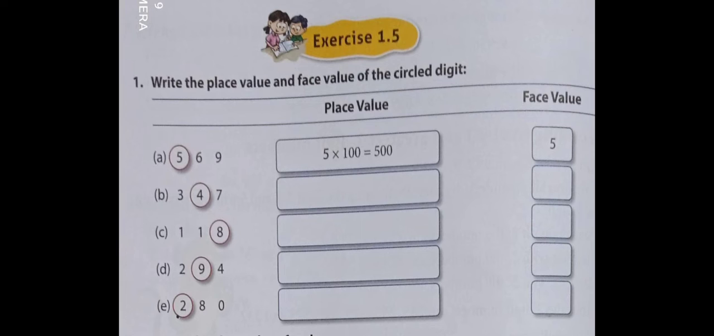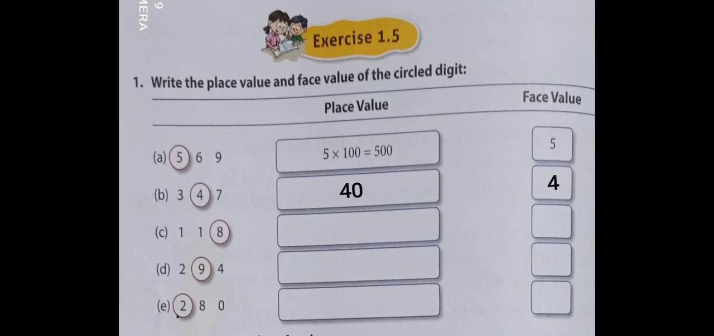Now B part is, the number is 347 and 4 is circled. So you will find out the place of 4. Yes, so 4 is at tens place. So its place value is 40. 4 tens means 40 and face value is the digit itself, that is 4.